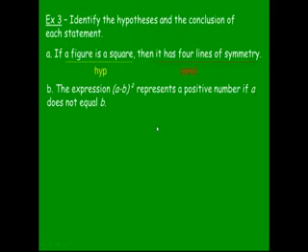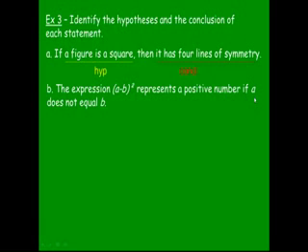Okay, now this one, the expression a minus b quantity squared represents a positive number if a does not equal b. Okay, I don't see a then. The word then is not there, but I do see if. And 99.9% of the time, your hypothesis is after the word if. So if you can restate this as an if-then statement.